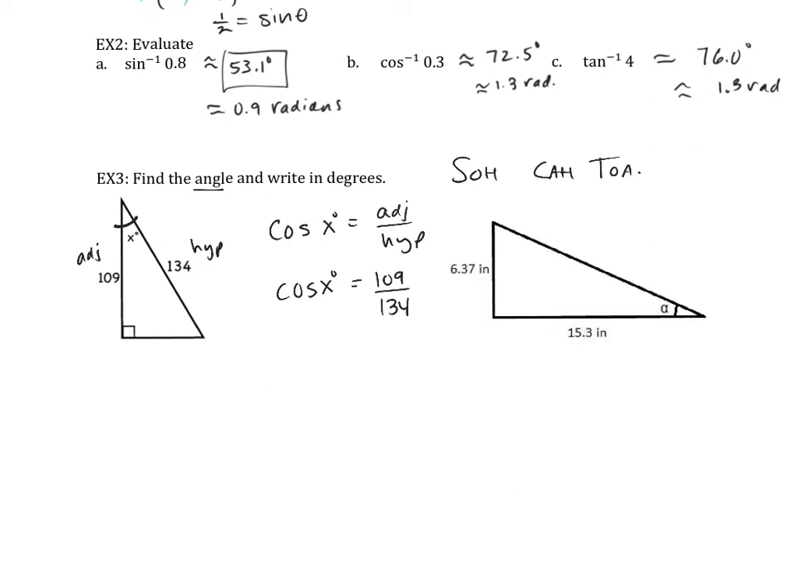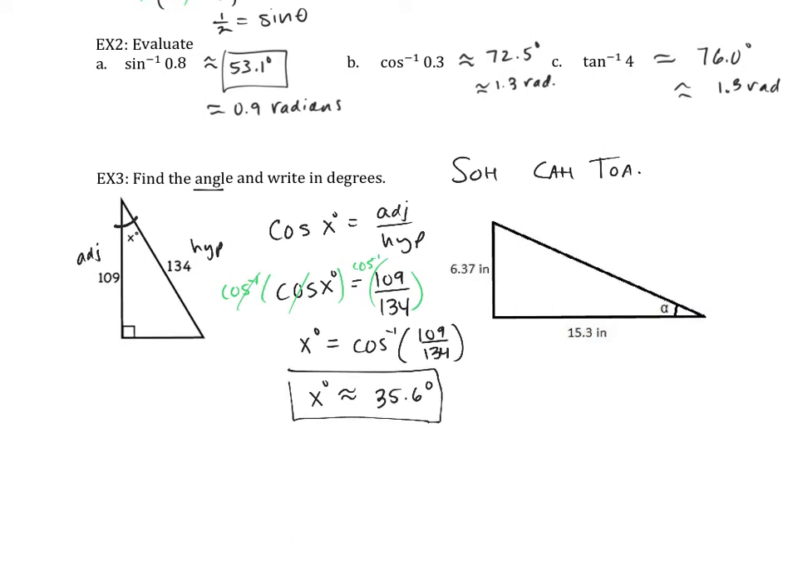And then we can take the arc cosine. You can do anything you want to an equation as long as you do the same thing to both sides. Canceling properties mean that our left-hand side simplifies down to just x degrees, that's our angle. And then we have this arc cosine or inverse cosine of 109 over 134, and just pull out your calculator and get a degree approximation on that, which is about 35.6 degrees.